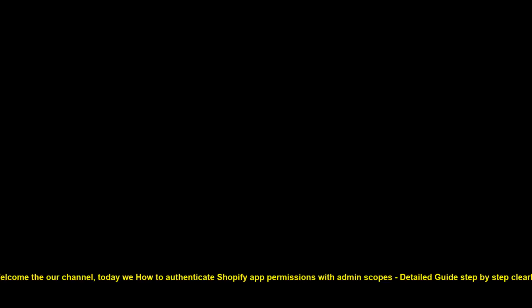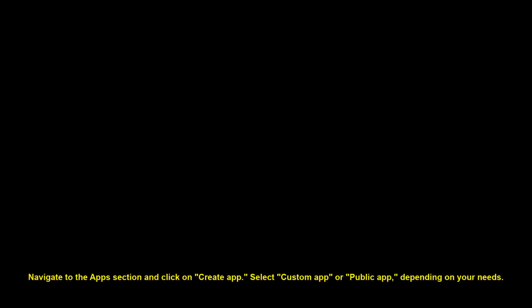Today we show how to authenticate Shopify app permissions with admin scopes, a detailed guide step by step clearly. To authenticate Shopify app permissions with admin scopes, start by creating a Shopify partner account if you don't already have one. Log into your Shopify partner dashboard. Navigate to the Apps section and click on Create App.